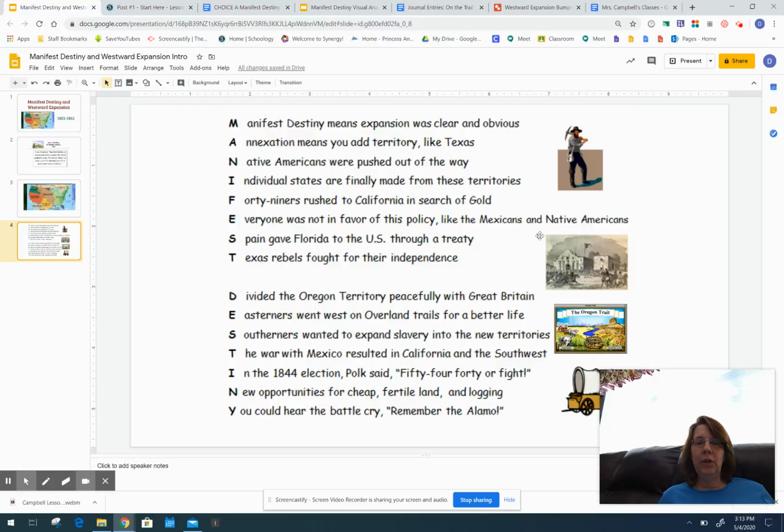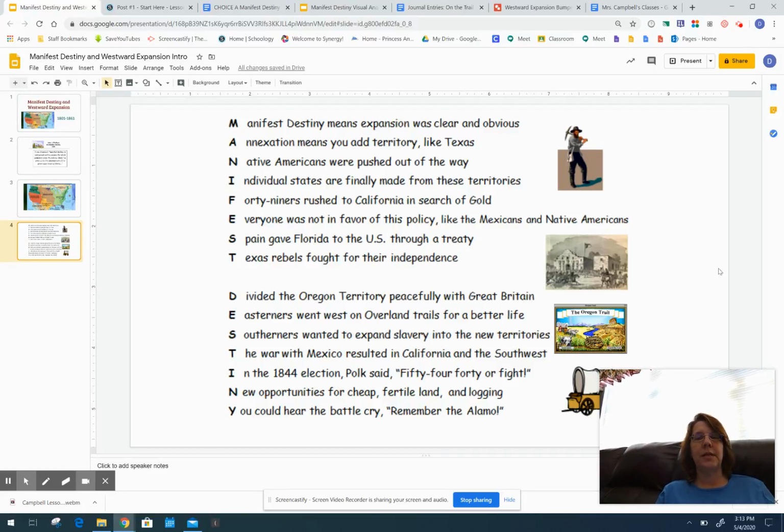Now, I did a little acrostic poem about this time period of manifest destiny, and I'll read it to you so that it gives you a little hint of some of the things you'll be taking a look at in your lesson this week. Manifest destiny means expansion was clear and obvious. Annexation means you add territory, like Texas. Native Americans were pushed out of the way. Individual states are finally made from these territories.